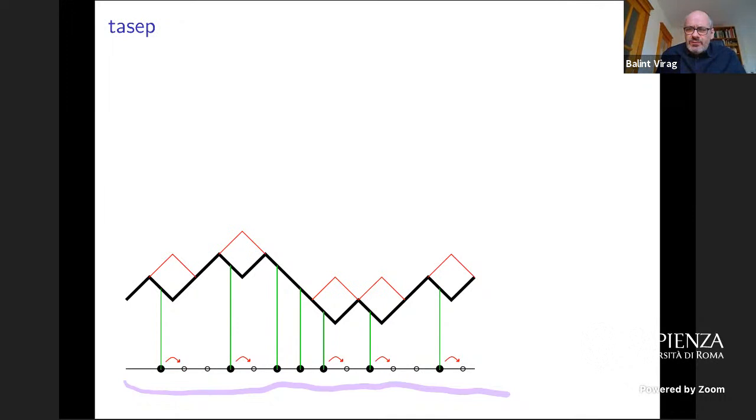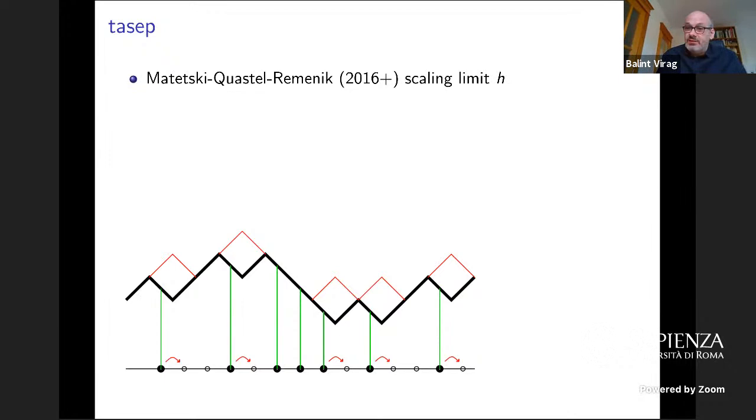The way this function evolves is you add a corner wherever you can with rate one. You can see it in these red lines. In fact, you have to take the negative of this function, so really you remove a corner at rate one. And Matetski, Quastel, and Remenik showed that there is a scaling limit of this evolution, and that scaling limit is called the KPZ fixed point. They have determined this KPZ fixed point using some beautiful determinantal formulas that use Brownian hitting probabilities.